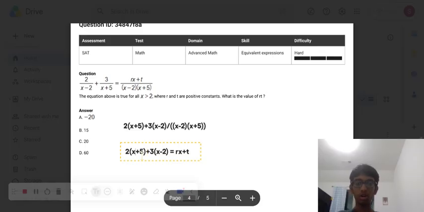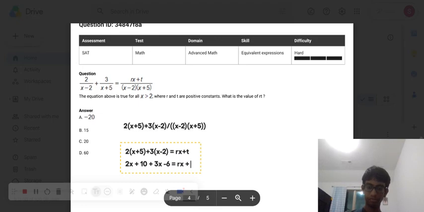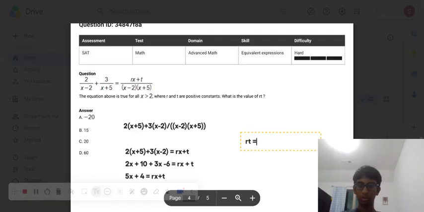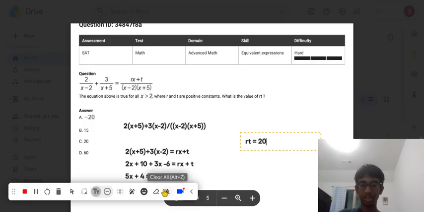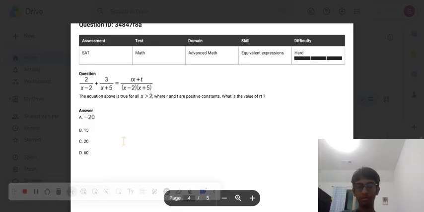So we expand out our left-hand side a bit more, and you get 2x plus 10 plus 3x minus 6, which will be equal to rx plus t. That gives 5x plus 4 equal to rx plus t. Now we know what r and t are: r is 5 and t is 4. So r times t will be equal to 5 times 4, which is 20. And that's our answer for this problem. Moving on to our last problem for the day.